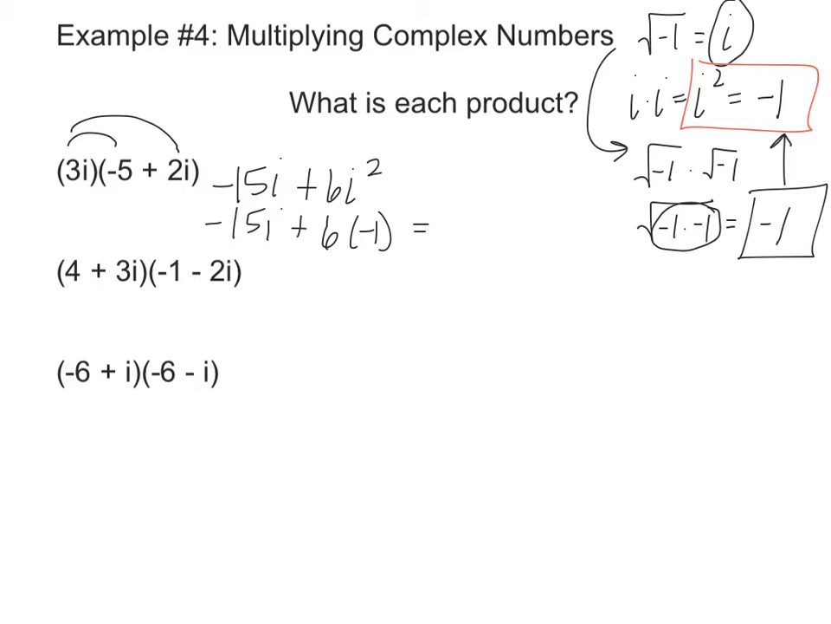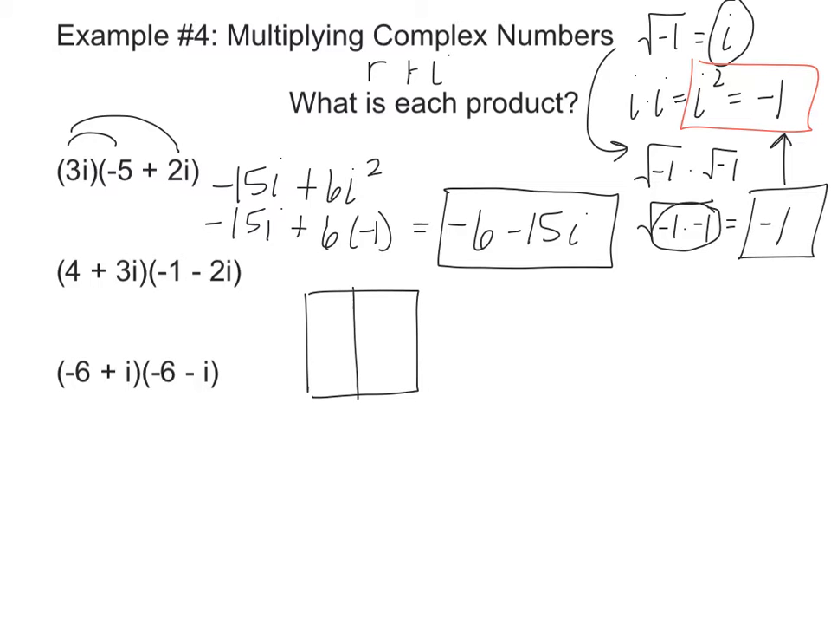So if we put it in the correct format, remember it needs to be real plus imaginary. Okay, so that would be -6 minus 15i. That's just rewriting it in the correct format, meaning we put our real number first and then our imaginary. Okay? All right, on the second one, what I like to do is actually put it in a box. It keeps it a little bit more neat and organized.